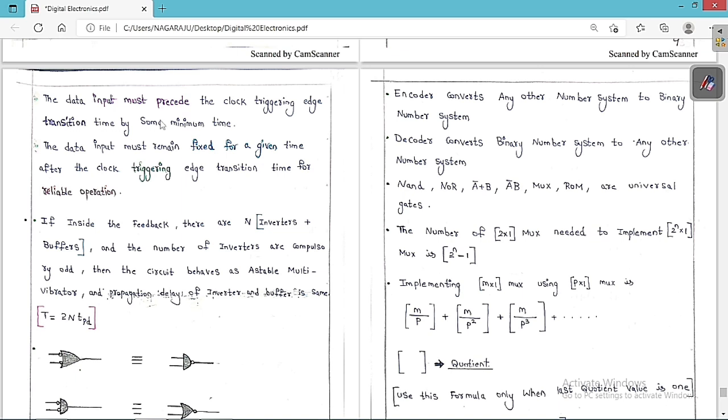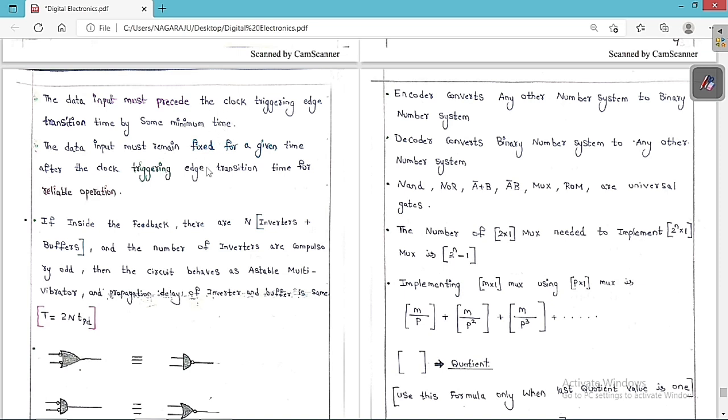The data input must precede the clock triggering its transition time by some minimum time. It is called the setup time. And the data input must remain fixed for a given time after the clock triggering its transition time for a reliable operation. So this is called setup time and this is called the hold time.